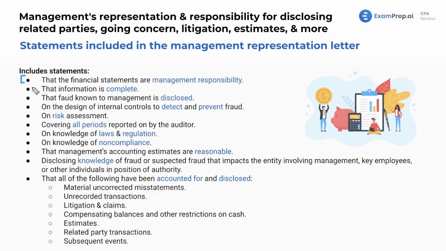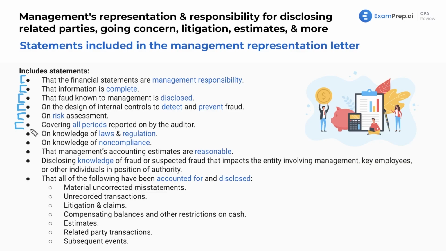We are also going to include that the information is complete. It's not lacking anything. Fraud is disclosed, right? Because that would be a problem if there was fraud going on and management knew about it and did not talk about it. Statements on the design of internal controls to detect and prevent fraud, that management has responsibility over these and that they are sufficient.